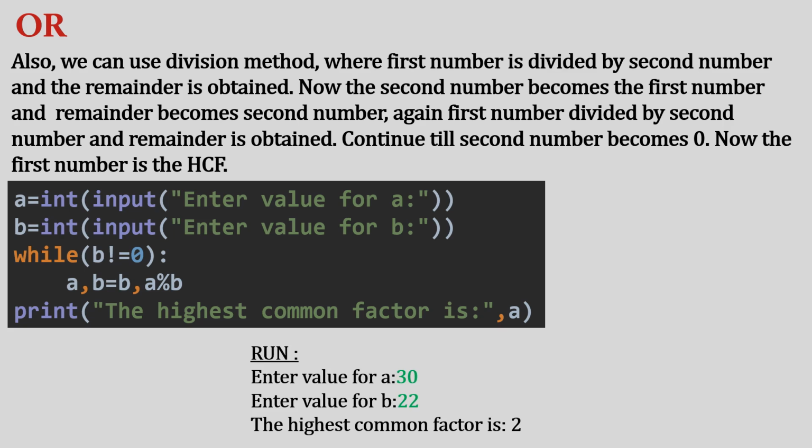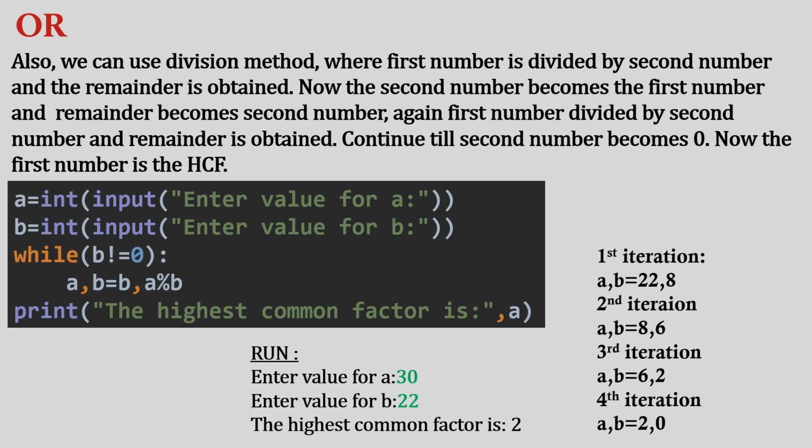Now let's say the values for A and B are 30 and 22. Then it will give you the highest common factor is 2. So what will happen in the first iteration, you can see A is equal to B and B will be A percentage B. So A will have value 22, which is the value of B, and B will have A percentage B, that is 8.